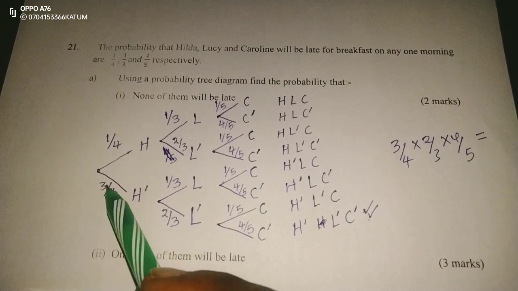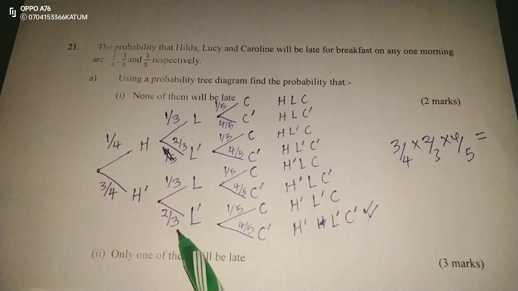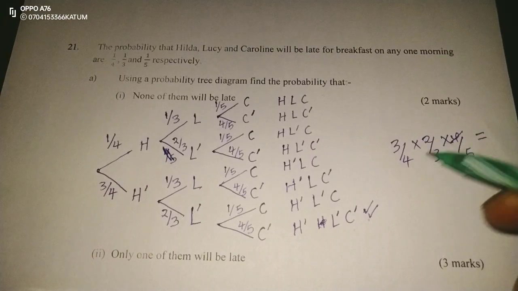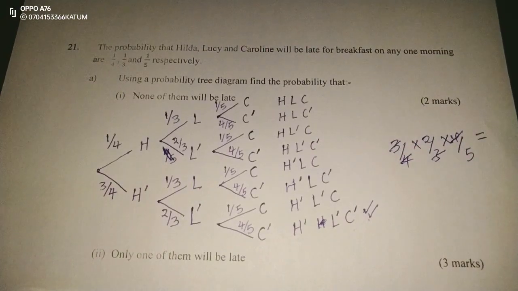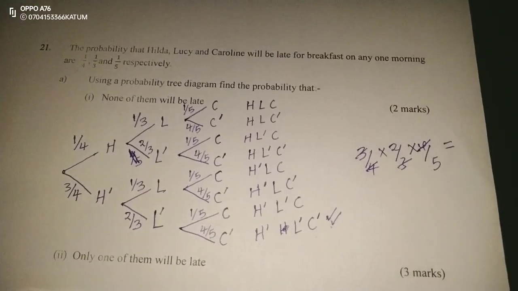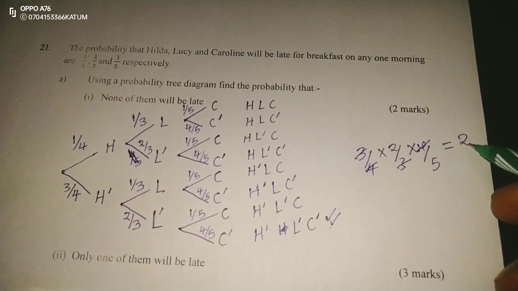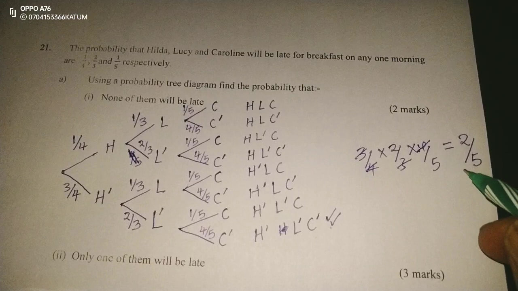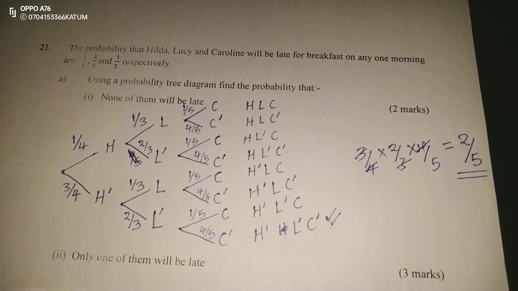Following this last bracket here, 3/4, 2/3, 4/5. Therefore, this can simplify already. 4 and 4, 3 and 3, and we will get the value as 2 out of 5.